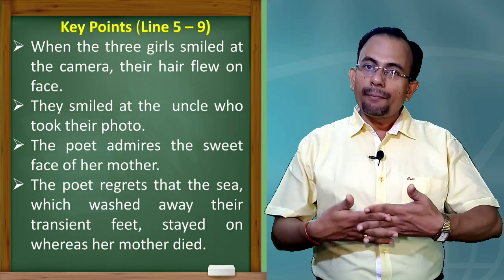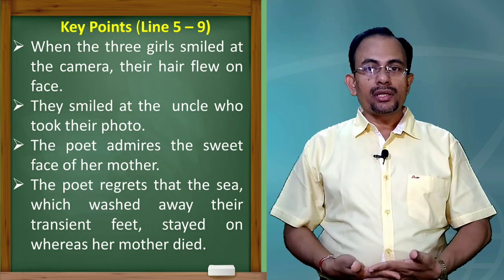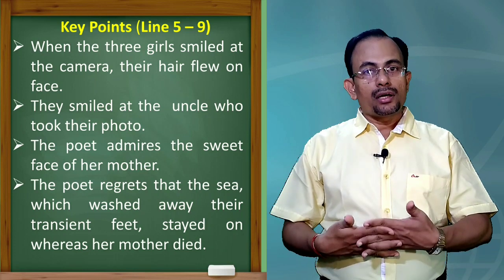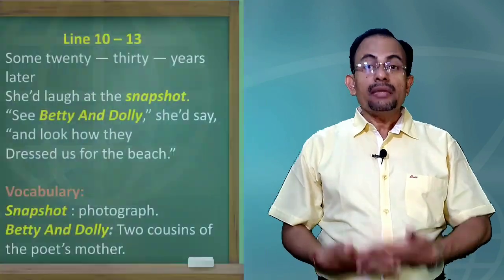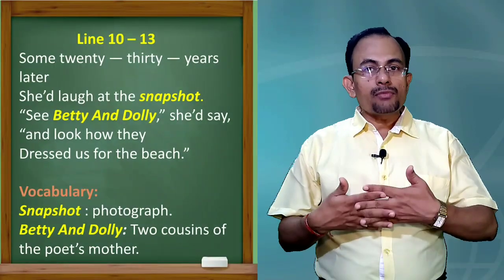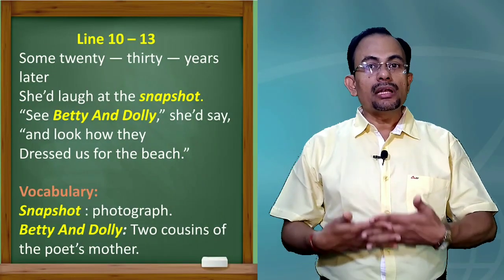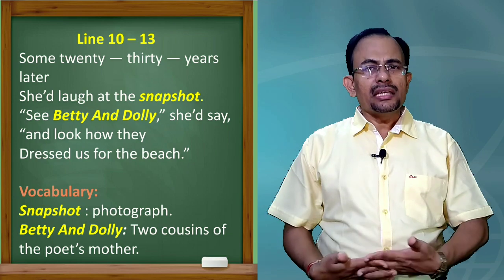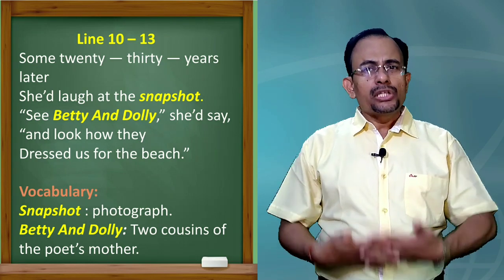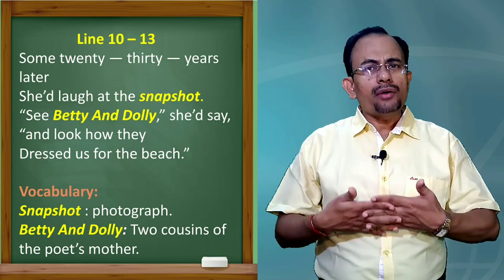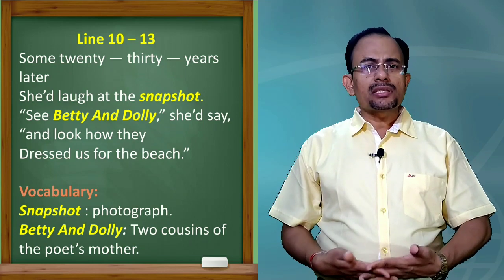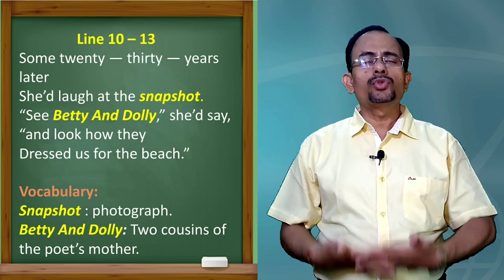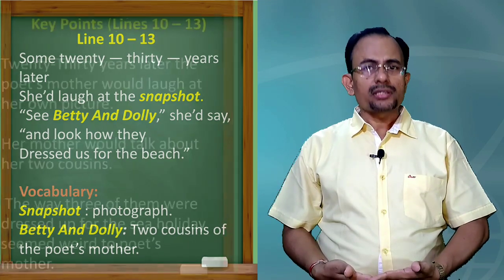Human beings have to die one day, whereas nature never dies. Nature is always perennial, immortal. Next, some 20-30 years later, she would laugh at the snapshot. See, Betty and Dolly, she would say, and look how they dressed us for the beach. So, dear students, Betty and Dolly here refers to two cousins of the poet's mother.